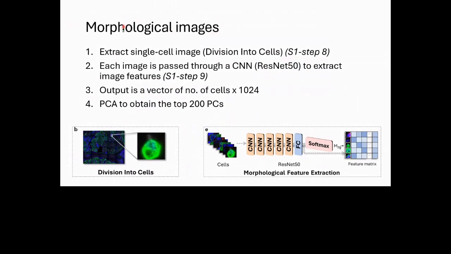The next step is going to be to obtain the morphological images for each single cell. First, we extract the single cell images, basically dividing the image into cells, which is the next step. Then each image is going to be passed through a convolutional neural network. In this case, we're using ResNet 50 to extract the image features. The output of this is going to be a vector of 1024. Since it's too large, we're going to compute PCA, principal component analysis, to obtain just the top 200 principal components. So here we are extracting an approximation of the image, and we process it using this very, very famous pre-trained ResNet 50.